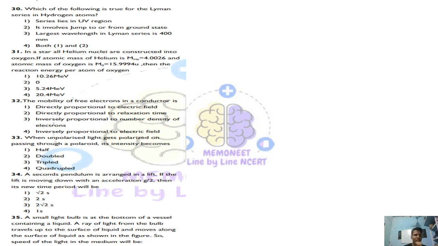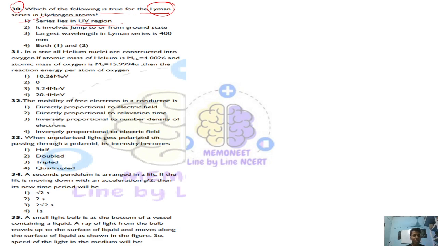It's a theory based question. Let's see. Which of the following is true for Lyman series? You know the order: Lyman, Balmer, Paschen, Brackett, Pfund, in this order. You can remember the order. Lyman is the first series, with final level n equals 1, in the hydrogen series. Lyman series lies in the UV region, Balmer in the visible, and the rest in the infrared.